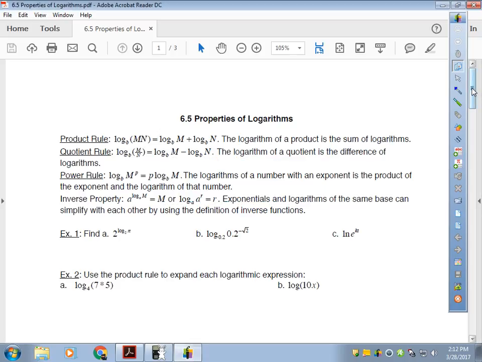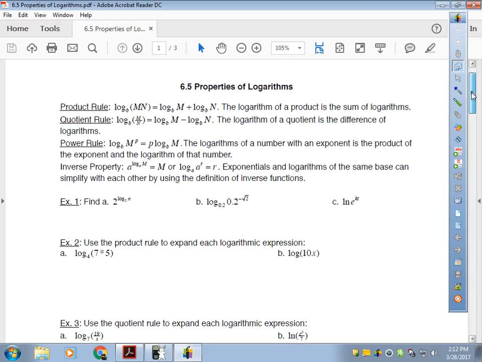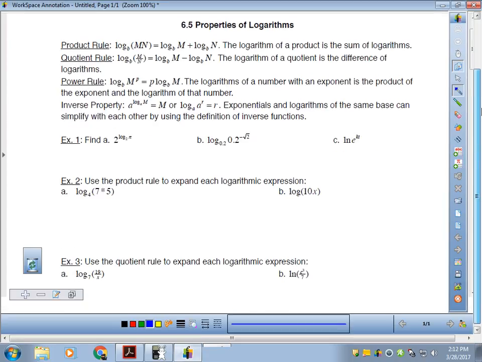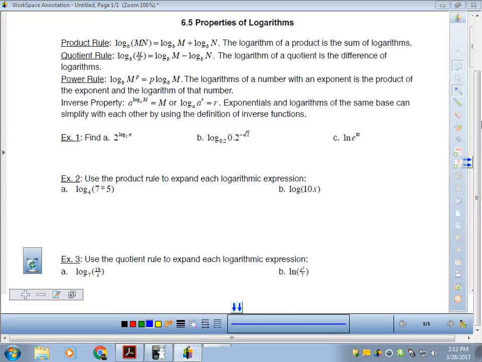Alright, so this is section 6.5, which is about the properties of logarithms. There are some properties that are derived from the exponent laws that we can apply to logarithms. The first one is the product rule.